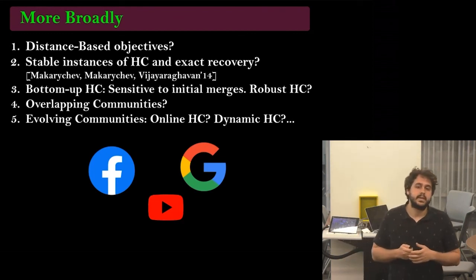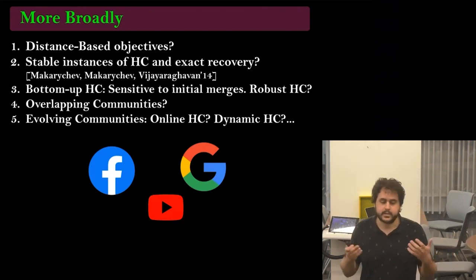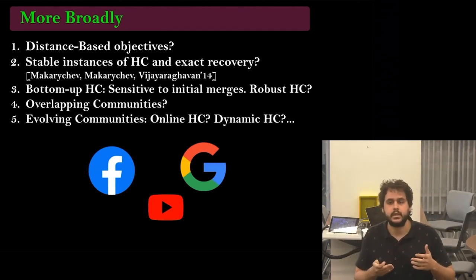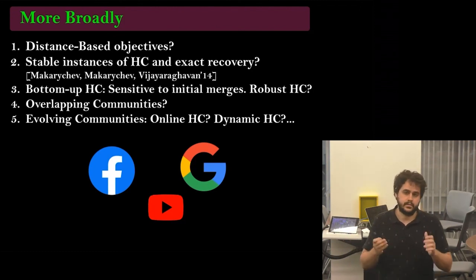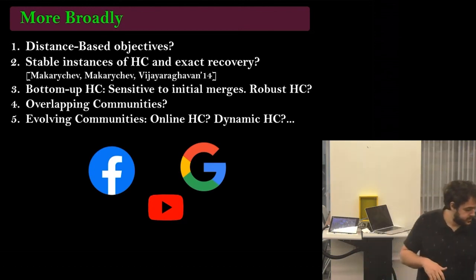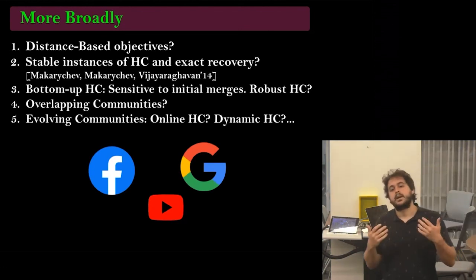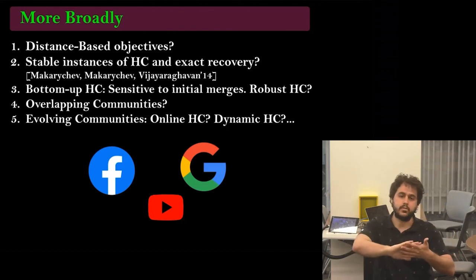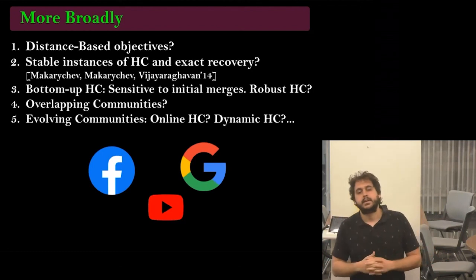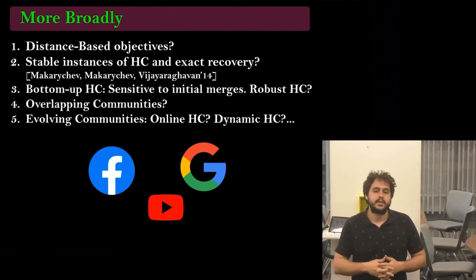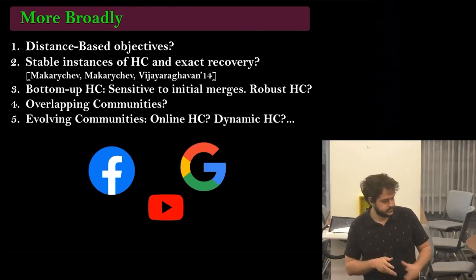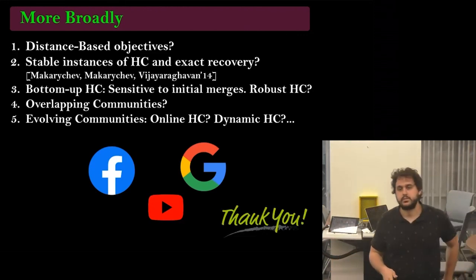A third problem would be that a lot of the approaches in hierarchical clustering go bottom up, and these are sensitive to initial merges. So can we robustify these methods? And 4 and 5 are a broader set of problems asking for different models where perhaps we have overlapping communities like in Facebook, or we have evolving communities over time. Other settings like online hierarchical clustering and dynamic hierarchical clustering are also part of this. So this concludes, and thank you very much.